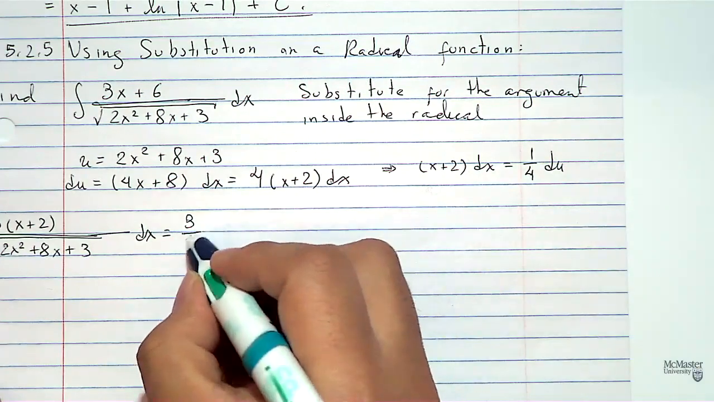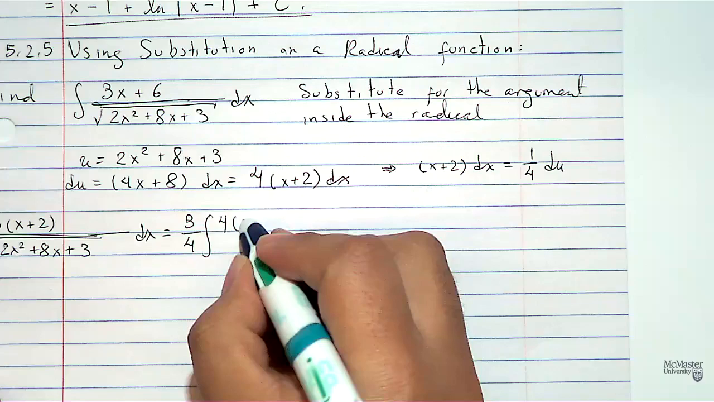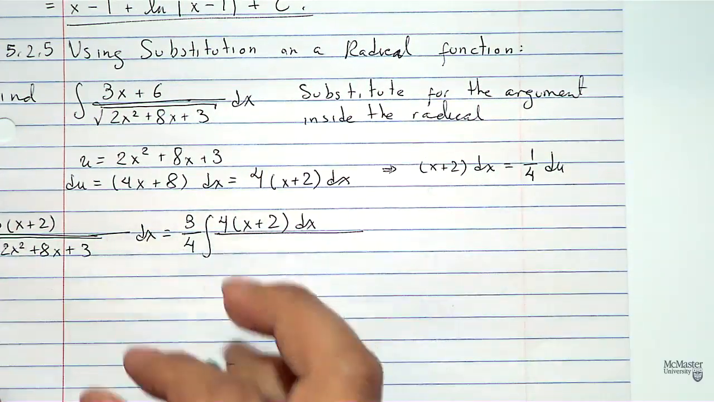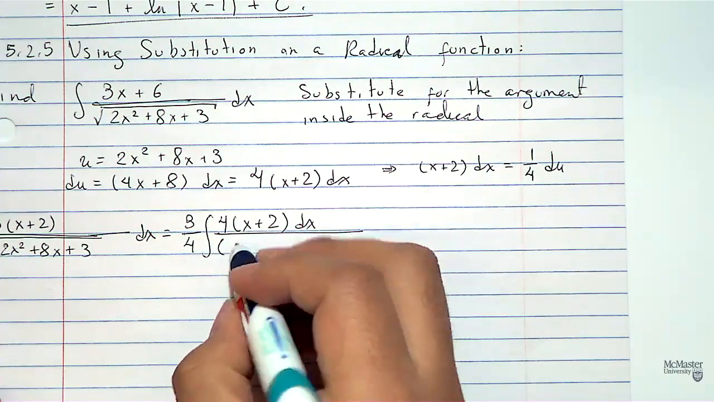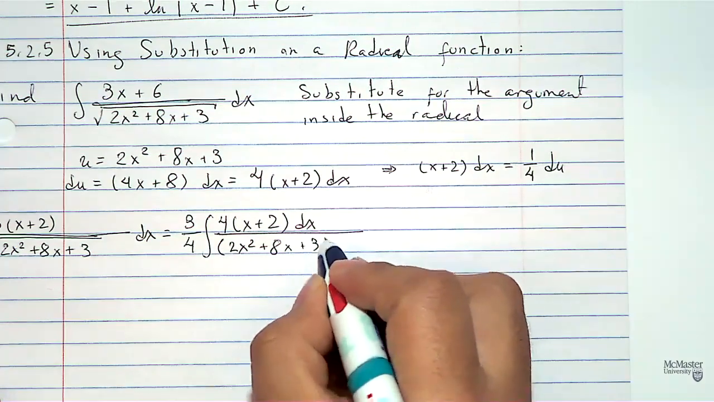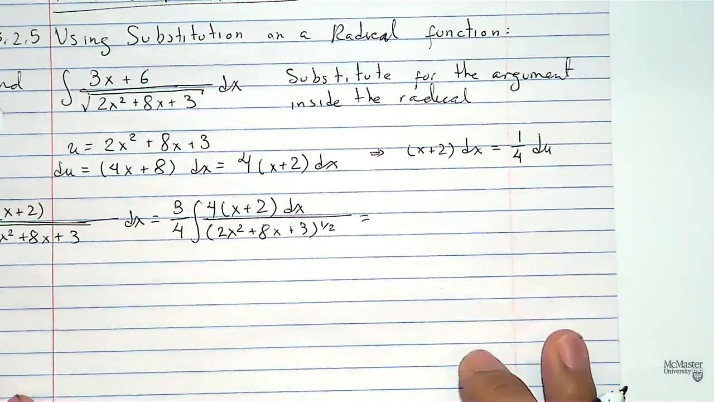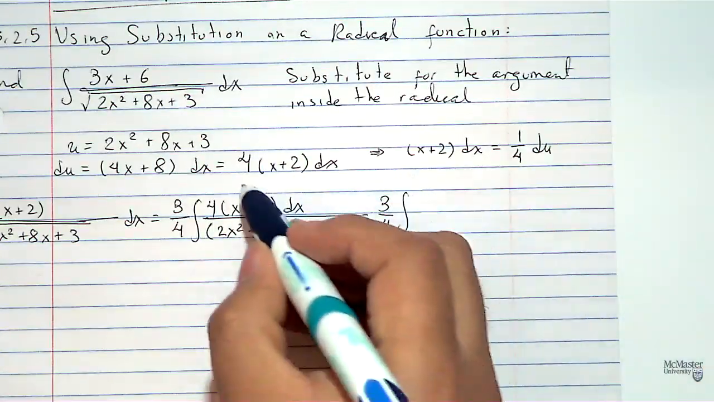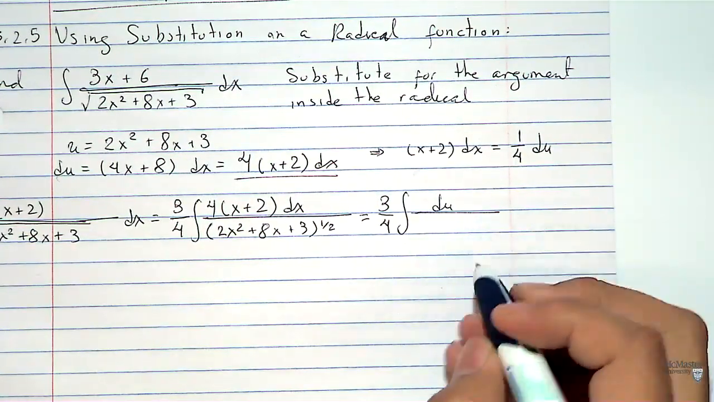So I could actually multiply and divide by a 4, so I'm not doing any change. This is 4 times x plus 2 dx. So I'm keeping track of the same factors, everything is okay. And then I can simply express the radical in another form, 2x squared plus 8x plus 3 to the 1/2. Same thing. Now I do the substitution of all the variables that I have, which is 3/4 of the integral. Remember that this stuff was exactly the du, that's why I multiply and divide it by 4.